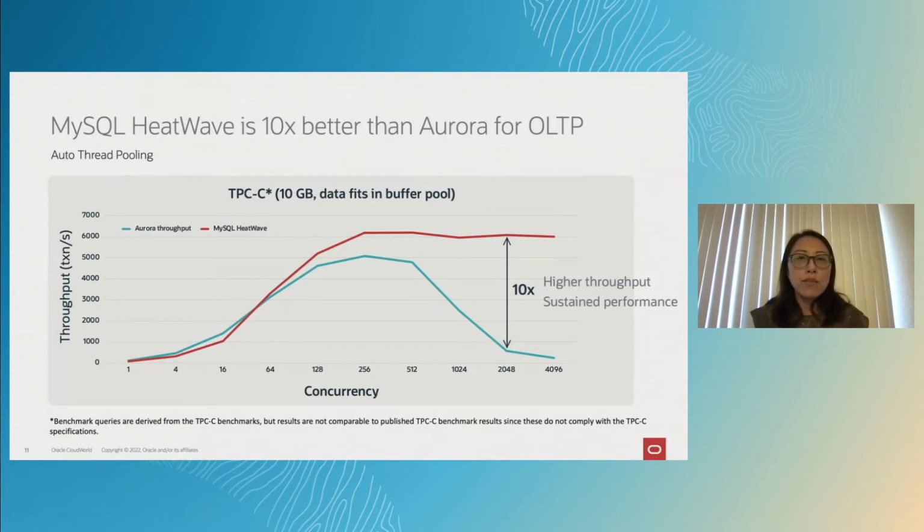So here is an example of an experiment that we have done, with 10 gigabytes of TPCC, which is a well-known benchmark for OLTP. You can see that we are comparing with Aurora throughput. And as the number of concurrency increased with auto thread pooling, we were able to control the transactions, allowing them to run at a much higher throughput. At 2048 concurrency, you can see here that we are 10x faster, with higher throughput than Aurora.